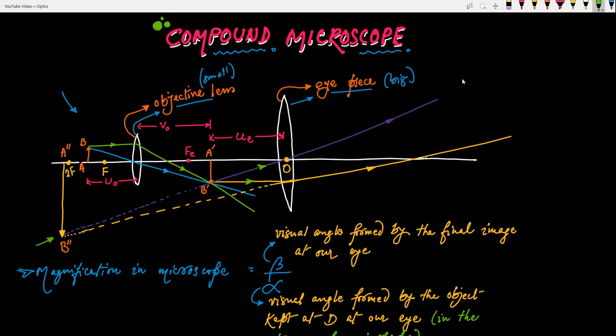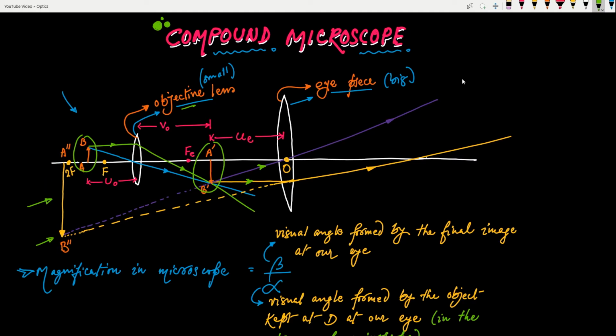So once you have understood that this is the process by which the image is formed, that is, first of all, this object is magnified by the objective lens and we got the image here, and again this image is magnified by the eyepiece and we got the final image to be this one. I hope this is clear.